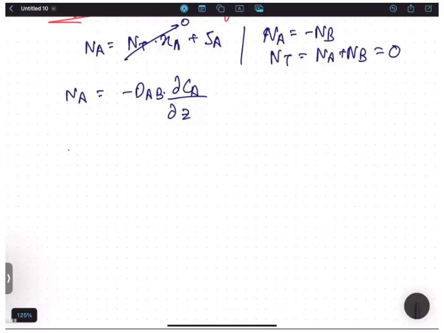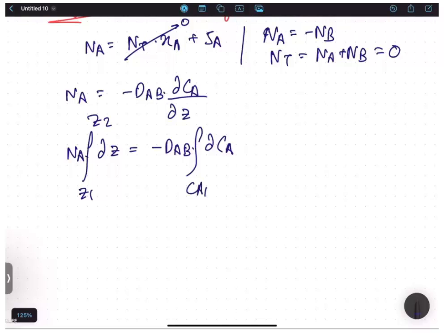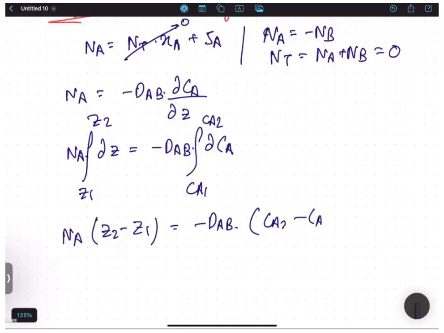Just integrate it. Again the same thing, as the diffusion area is constant, our flux Na will also be constant. So we will integrate this from Z1 to Z2 and Ca1 to Ca2. From here you will be getting Na into Z2 minus Z1 equals to minus DAB into Ca2 minus Ca1. This minus we can take as common. This will be equals to DAB by Z into Ca1 minus Ca2.